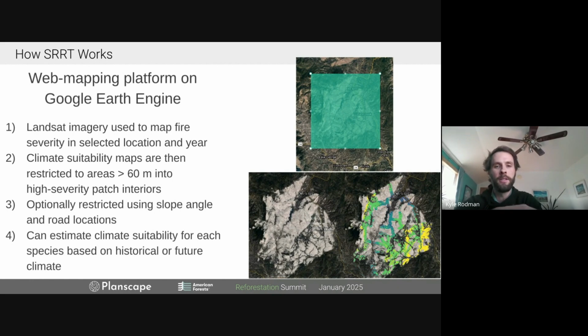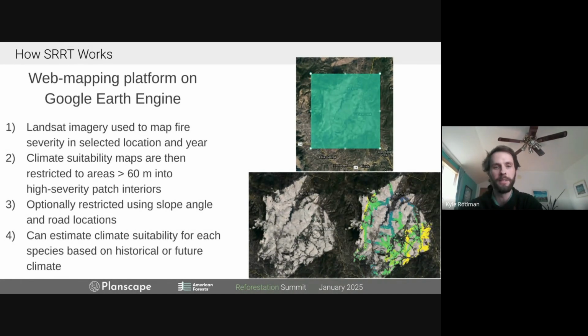We use the fire severity map to identify places that are at least 60 meters from low or moderate severity burn within a fire. We mask the climate suitability maps to those areas, and then users can optionally restrict those maps to areas based on slope angle or distance from known roads, right? So some of these more operational constraints. That's an optional step, but this map on the bottom right is showing that.